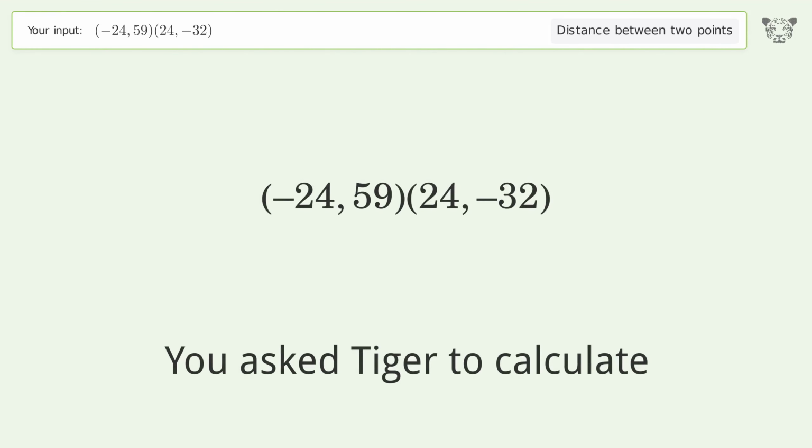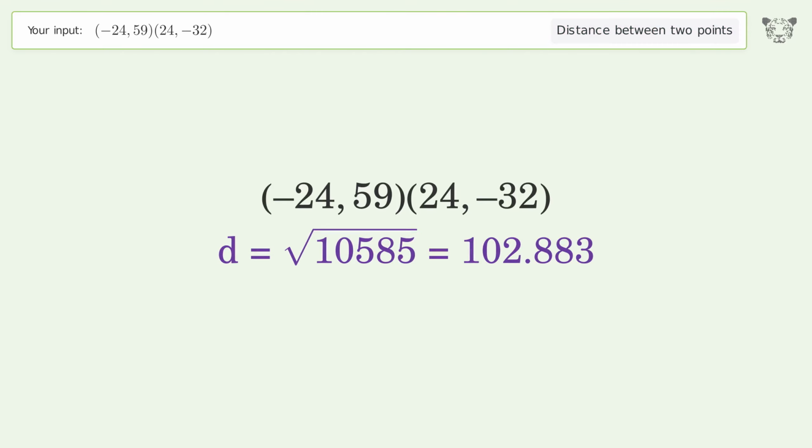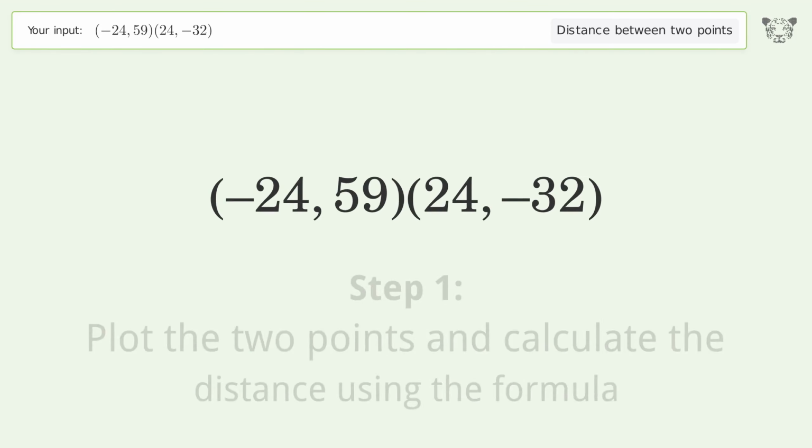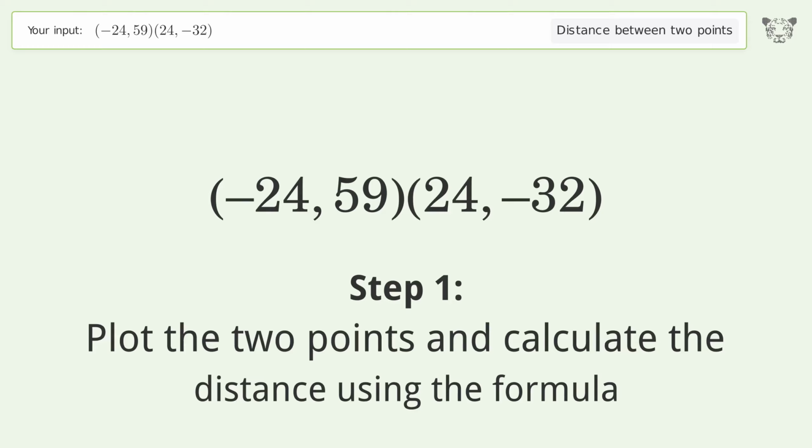You ask Tiger to calculate. This deals with the distance between 2 points. The distance between the 2 points is the square root of 10,585 or 102.883. Let's solve it step by step. Plot the 2 points and calculate the distance using the formula.